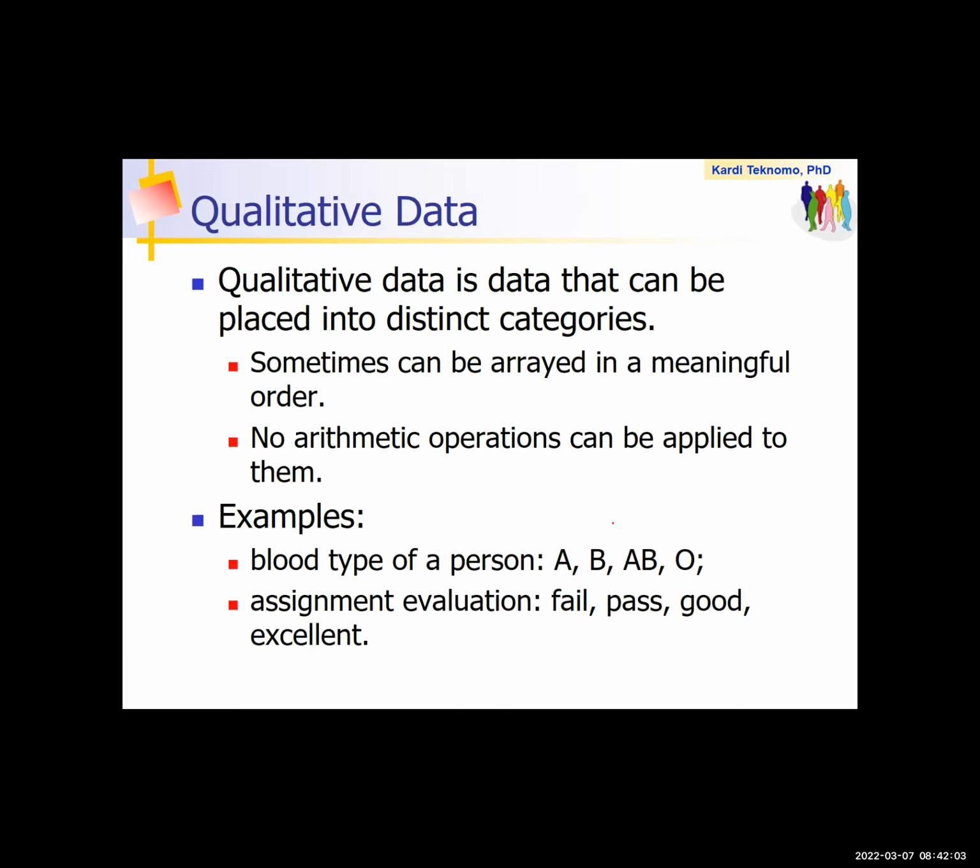So what are the differences? Okay, so qualitative data is data that can be placed into distinct categories. So sometimes we call this categorical data. Okay, so for example, a blood type of a person, A, B, and so on. And then the assignment evaluation is either pass, fail, good, excellent, and so on. So these are qualitative data, okay, categorical data. Can have order or no order.